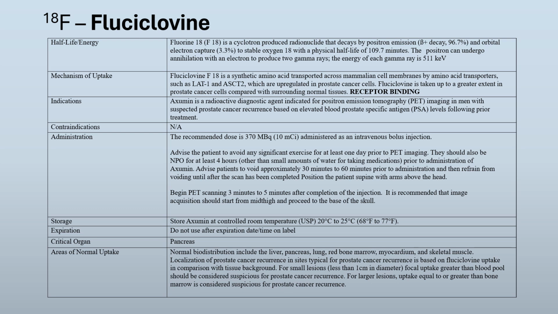And fluciclovine is a synthetic amino acid. This is very different from the PSMA agents. This is an amino acid that is present in patients or upregulated in patients who have prostate cancer cells. So it will go to areas where there is prostate cancer recurrence. Normal biodistribution for this one is liver, pancreas, lung, red bone marrow, myocardium, and the skeletal muscle. Notice that skeletal muscle, not the skeleton. And it is based on the amino acid presence within prostate cancer recurrence.